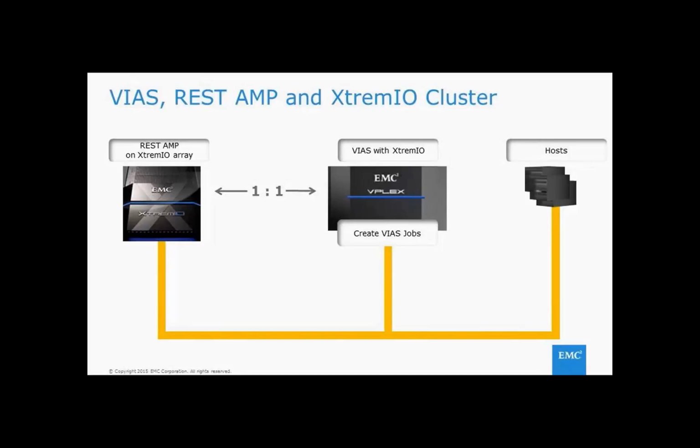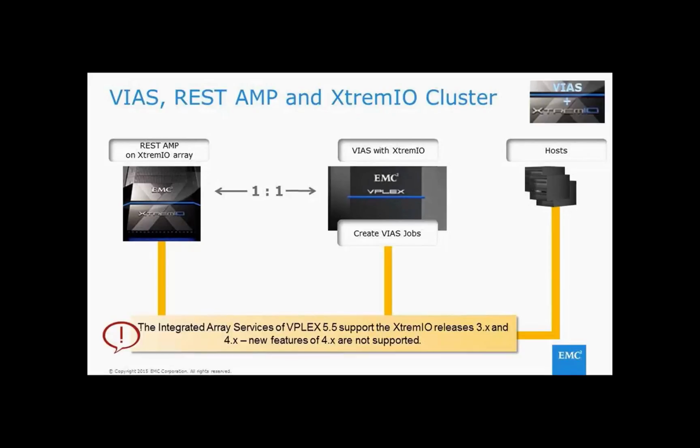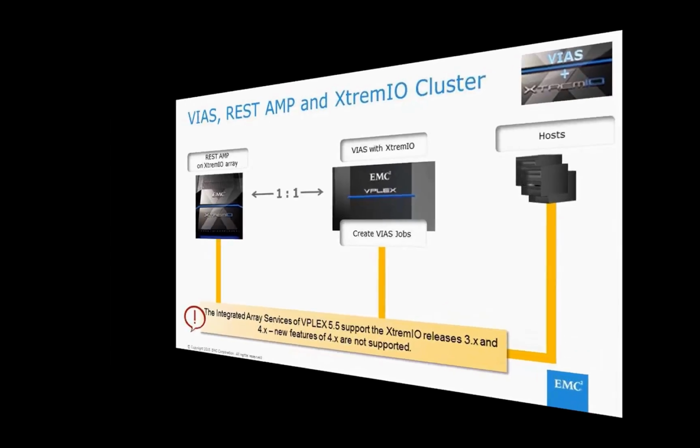The provider is on the XtremIO array itself. You need to register the AMP as type REST within VPLEX. Each XtremIO array is registered for VIAS in a one-to-one relationship with VPLEX clusters. Multiple XtremIO arrays need to be individually registered in VPLEX. The integrated array services of VPLEX 5.5 support the XtremIO releases 3 and 4. New features of release 4 are not supported.